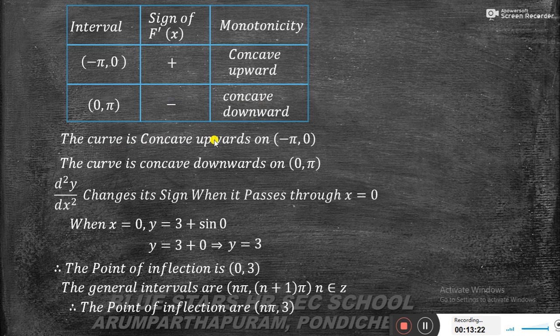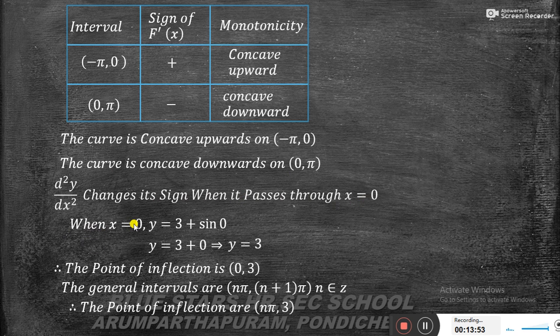Therefore the curve is concave upward on (-π, 0) and concave downward on (0, π). From the table I can tell that d²y/dx² changes its sign when it passes through x = 0. You see in the table the plus and minus signs change, so d²y/dx² changes its sign when it passes through x = 0.